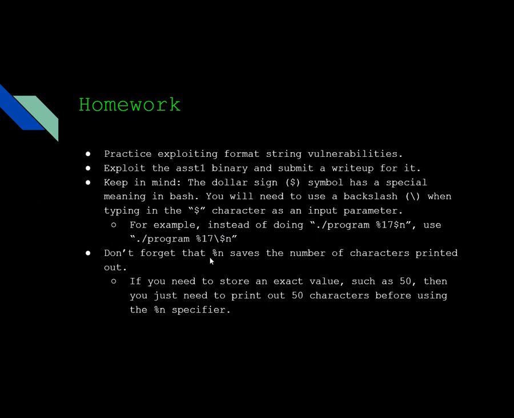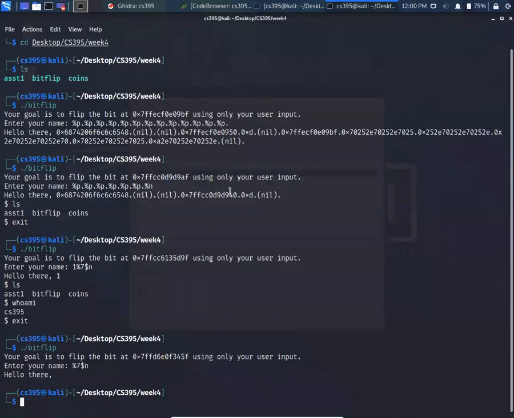Also, don't forget that %n saves the number of characters printed out. So if you want to store an exact value like 50, then you just need to print out 50 characters before using the %n specifier. I'm going to show you what the homework looks like real quick.